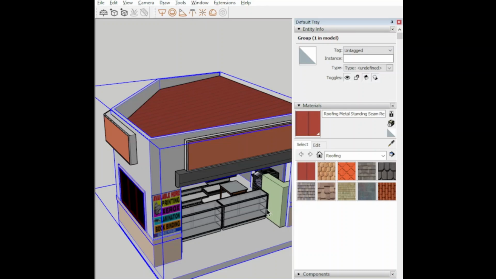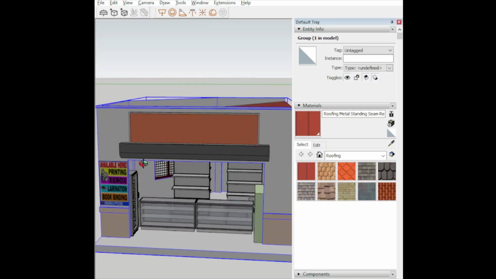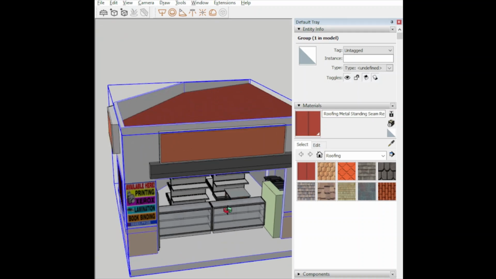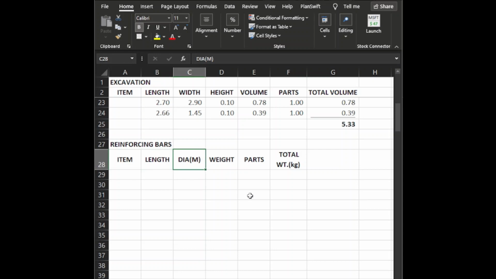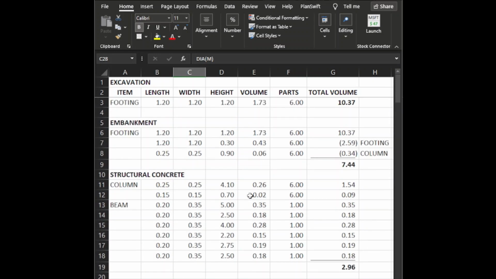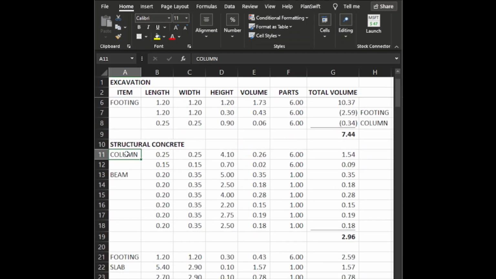Good morning everyone. So this is our third video for this project. From the last video, we finished calculating our concrete structure. This is our concrete structure that we calculated, also including the cost estimation for this item.